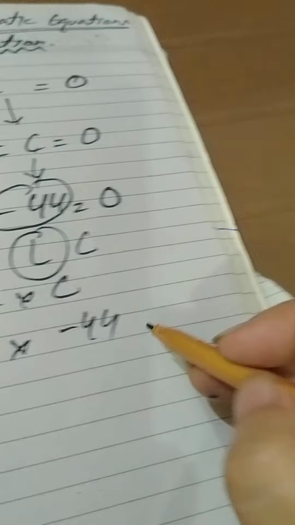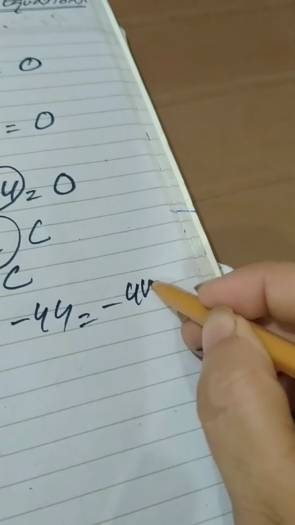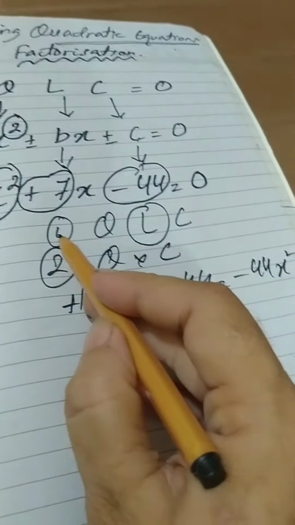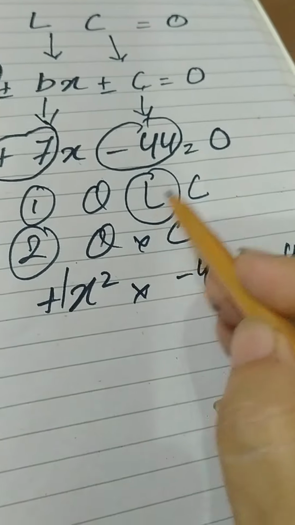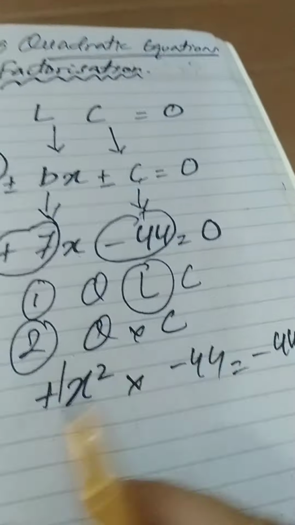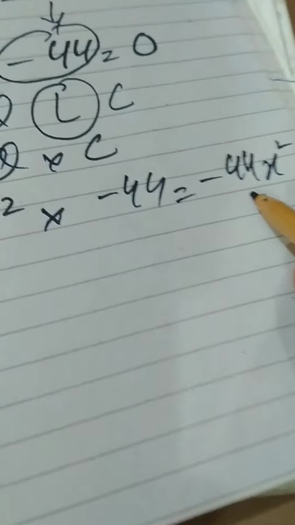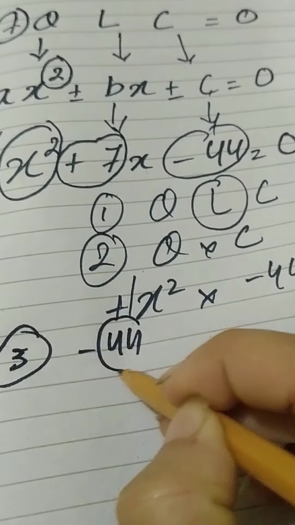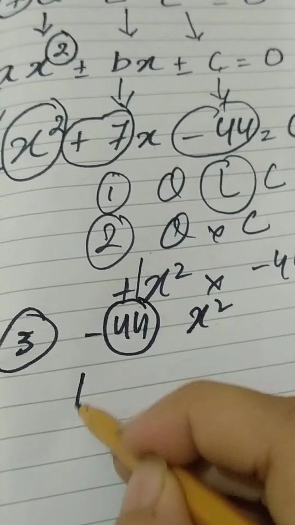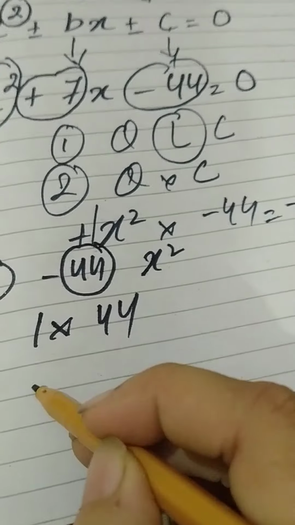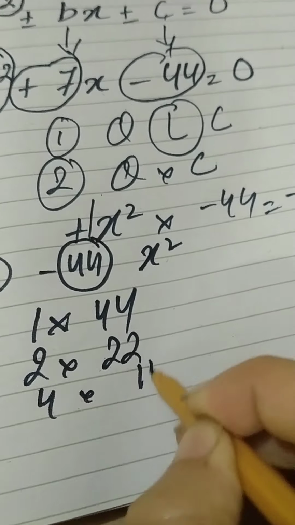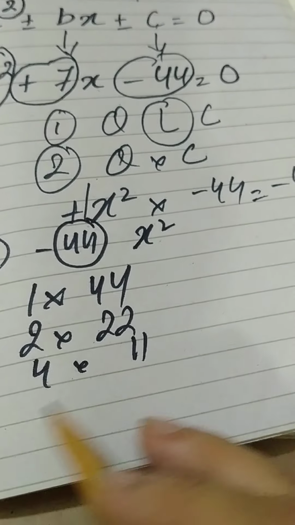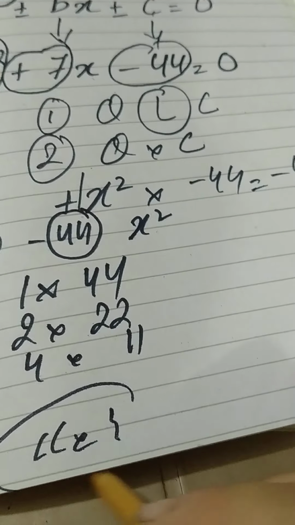So x square times minus 44 gives minus 44x square. So guys, step number 1 when factorizing by breaking the linear term is to check the arrangement: quadratic, linear, constant. We just checked it. Then step number 2, quadratic multiplied by constant, gives this product. Step number 3: now we find the factors of this 44 and of this x square. The factors of 44 are 1 and 44, 2 and 22, and 4 and 11, because 4 times 11 is 44. So 11 and 4, it is already here.